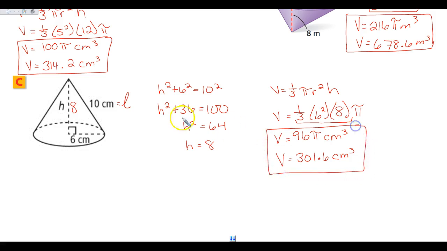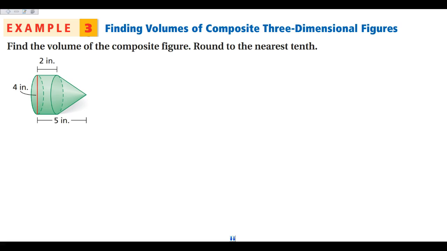Okay, so you might start to see, especially when we're dealing with cones and pyramids, that you have to do Pythagorean theorem to get the height of your pyramid and or cone. All right? Let's take a look at a composite figure. A composite figure, remember, is when you have more than one figure that creates your three-dimensional shape. So for example, if I look at this shape, I have a cylinder here and a cone here.